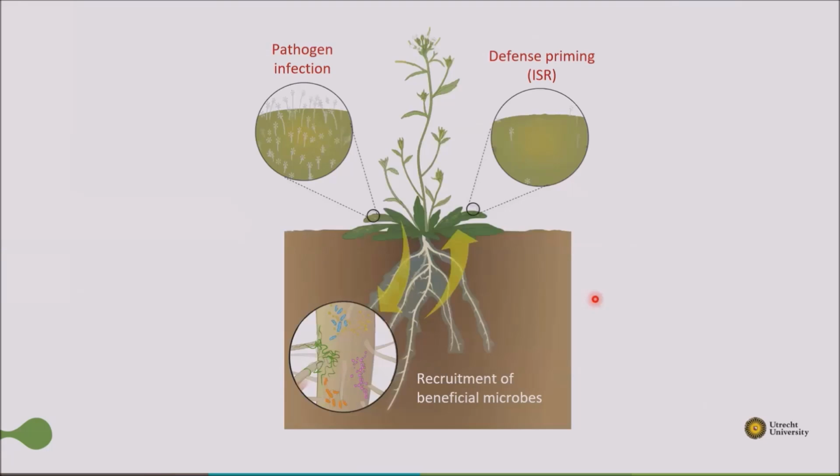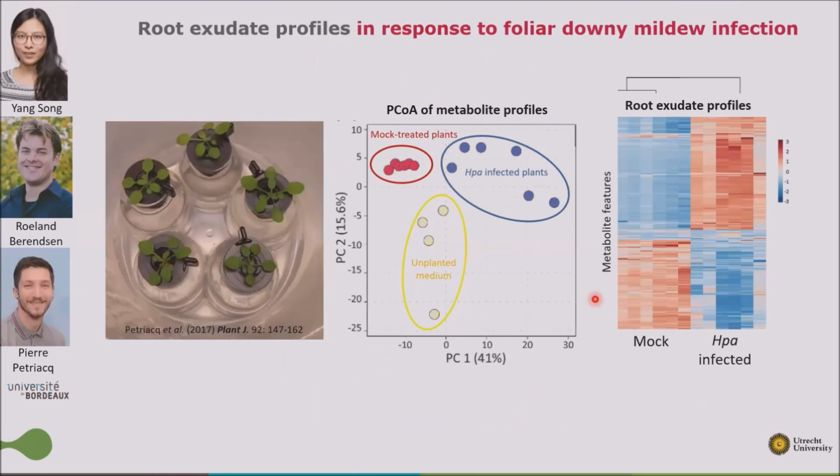Then the next question is, of course, how does this work? So how do these microbes become recruited to the rhizosphere of infected plants? Well, the first thing that we wanted to look at were the metabolites that are secreted into the rhizosphere after infection of the leaves by the downy mildew pathogen.